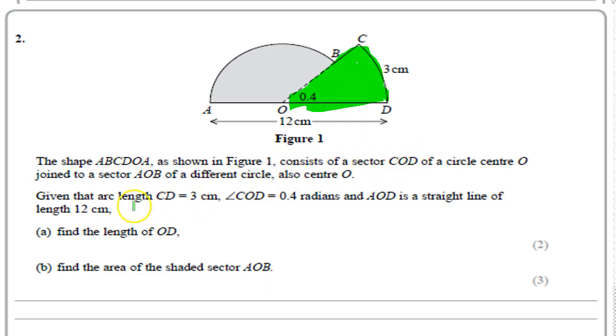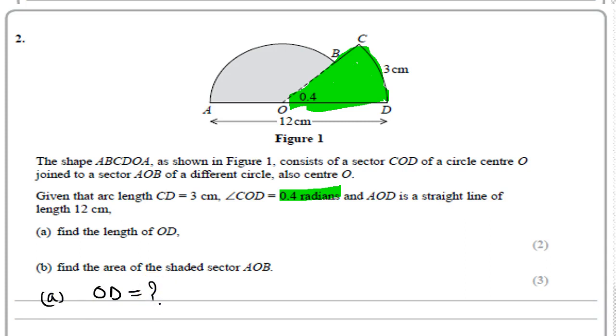It is given CD is 3, so that is fine. Angle COD is 0.4 radian, so make sure that it is given in radian, so the calculator should be on radian mode. AOD is a straight line of length 12 centimeter, and find the length of OD. So our first thing is we need to calculate the length of OD.